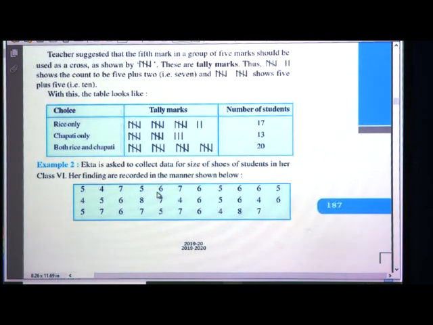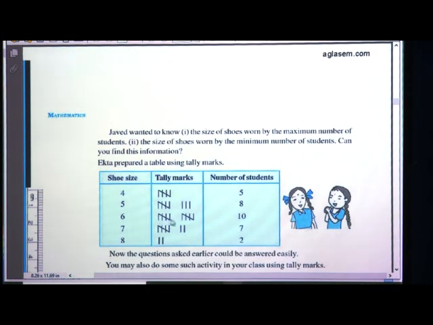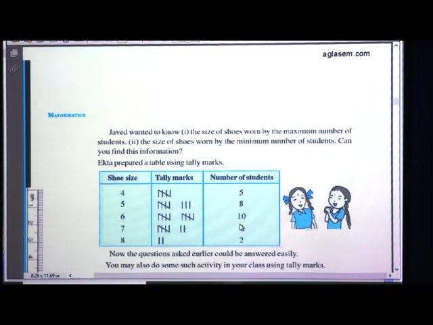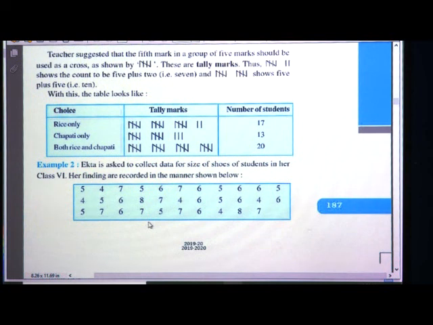Then we will count for 6. 1, 2, 3, 4, 5, 6, 7, 8, 9, 10. Okay, we have 10. Then we will count for 7. 1, 2, 3, 4, 5, 6, 7. So, 1, 2, 3, 4 cross mark and 2 lines. So, we get the number of students 7 for shoe size 7.